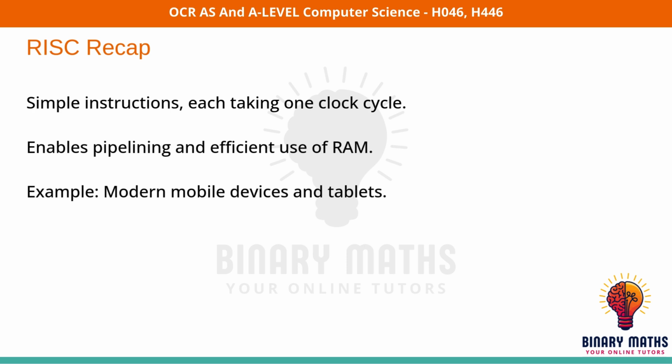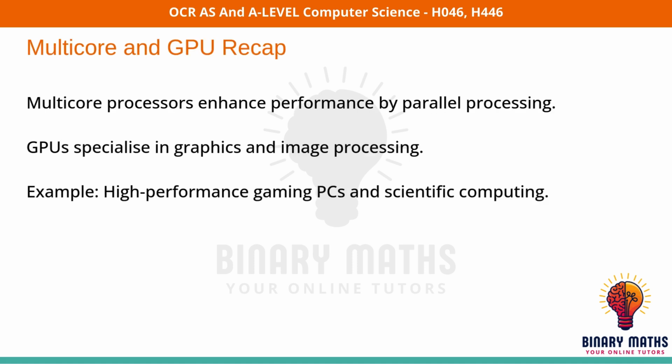RISC processors use simple instructions, each taking one clock cycle, enabling pipelining and efficient use of RAM. They are commonly found in modern mobile devices and tablets. Multicore processors enhance performance by parallel processing, and GPUs specialize in graphics and image processing. These technologies are used in high-performance gaming, PCs, and scientific computing.